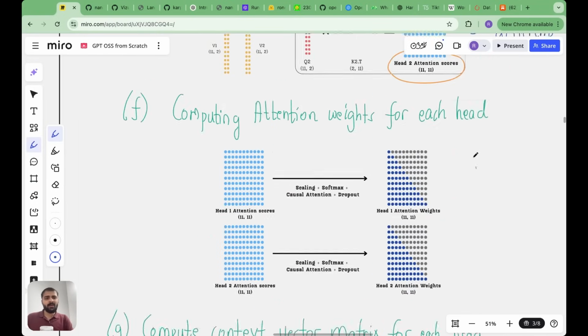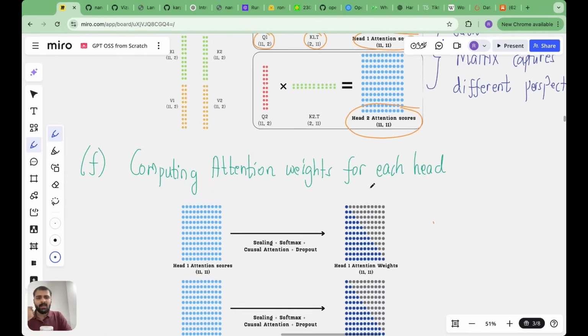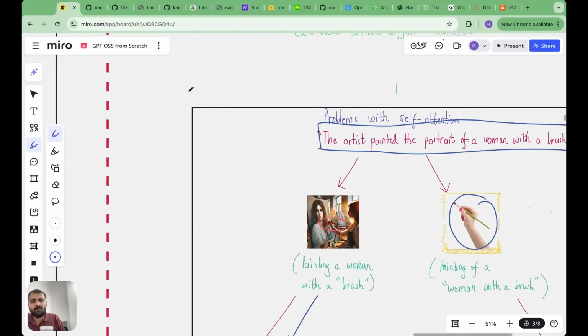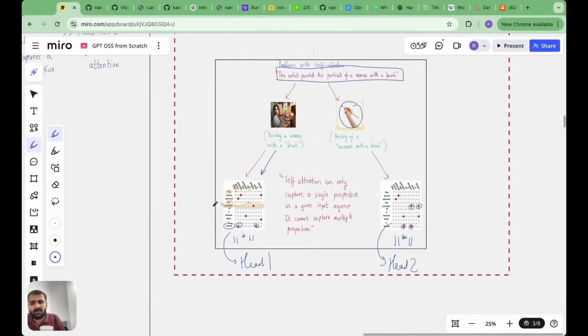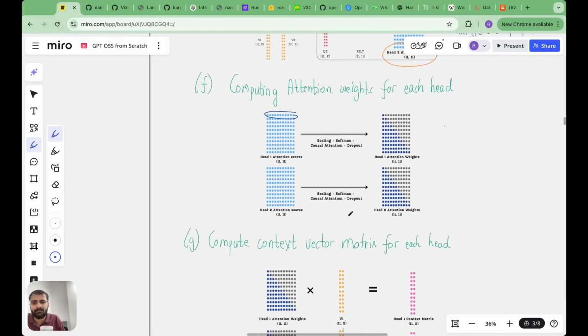So you have the head 1 attention scores and you have the head 2 attention scores. After you get the attention scores, then you calculate the attention weights. The way to do that is that you want to make sure that every row has to sum up to 1, because I want to make some quantitative statements like when I look at portrait, give 10% attention to the, give 20% attention to painted, etc. So I want all of these attention scores to sum up to 1.